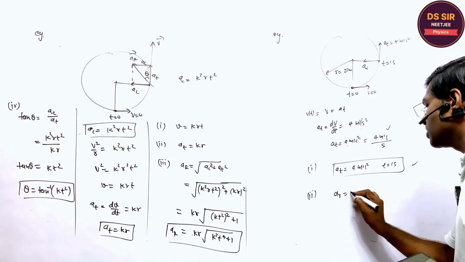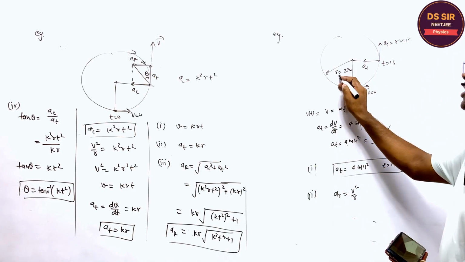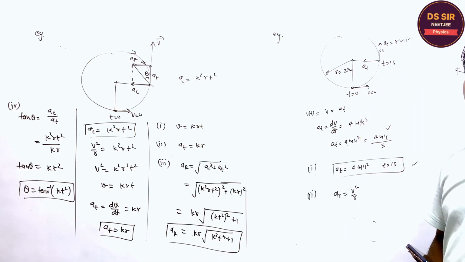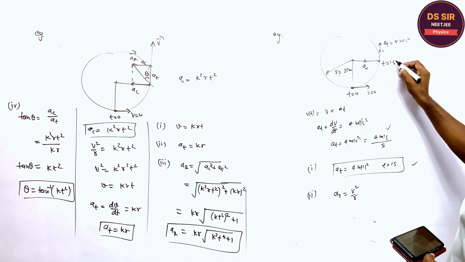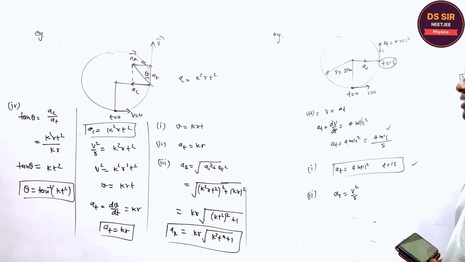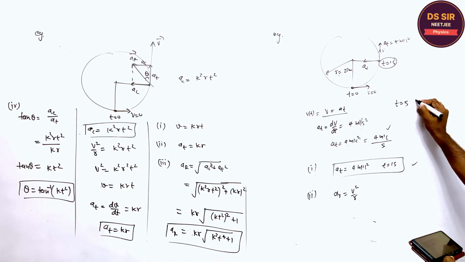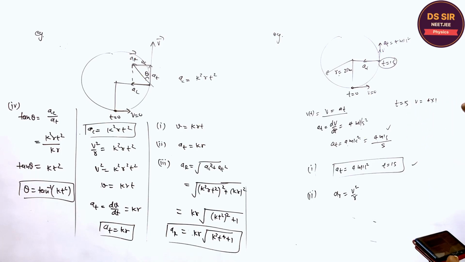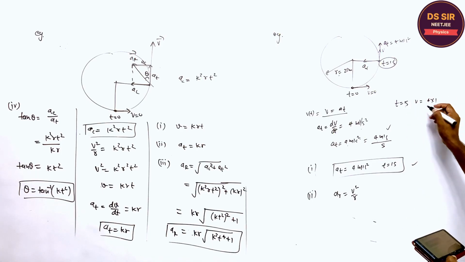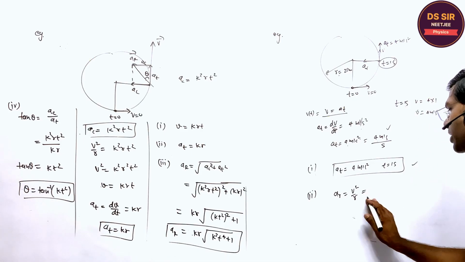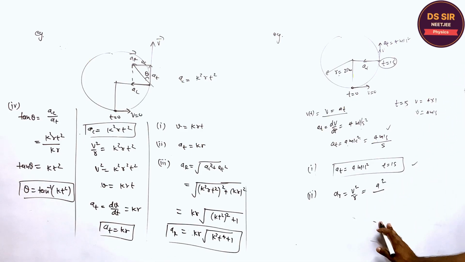The radial acceleration value is v square upon r. The radius is given. The only thing is that you have to find the speed. At what time do you have to find the speed? At 1 second. So at t equal to 1 second, what is the speed? 4 into 1, 4 meter per second is the speed. So what is the radial acceleration then? 4 square upon radius.